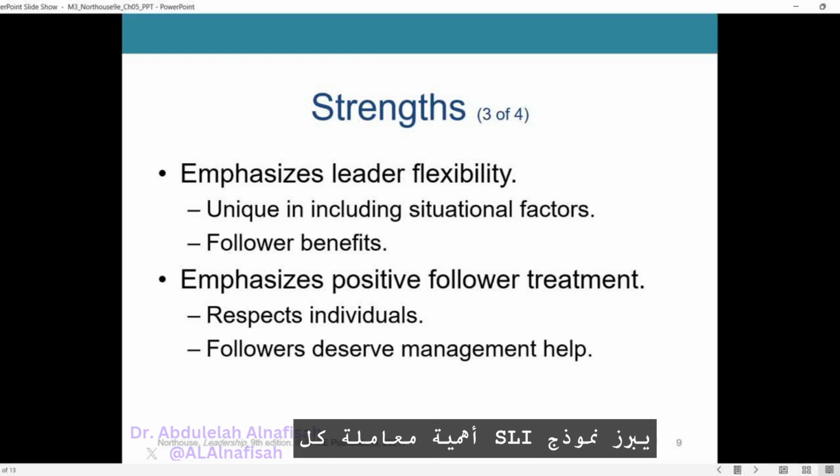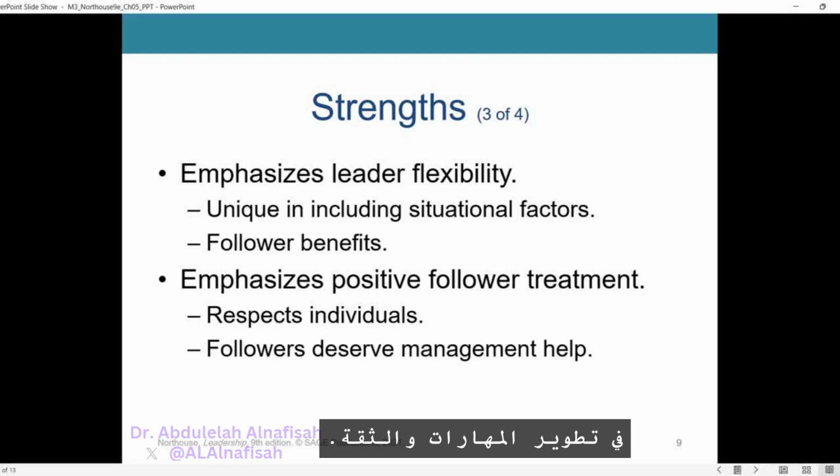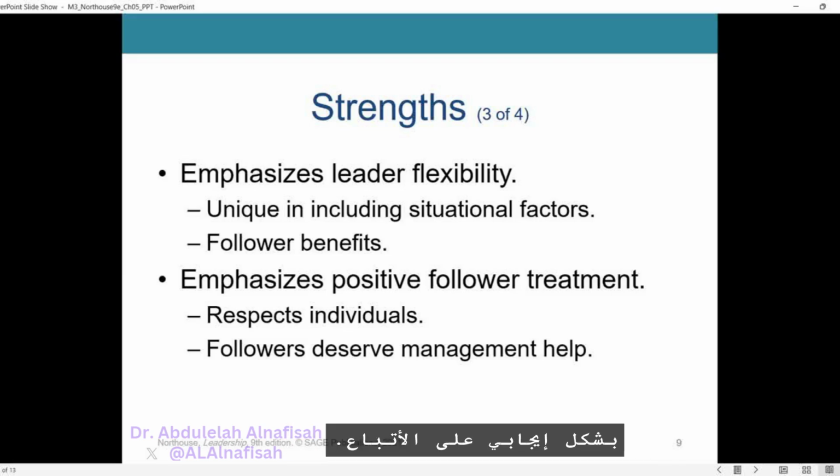Lastly, the SLII model highlights the importance of treating each follower uniquely based on individual goals, encouraging leaders to support followers in developing skills and confidence. By focusing on followers' commitment and competence, leaders can assess performance effectively and tailor their leadership approach to positively influence followers.